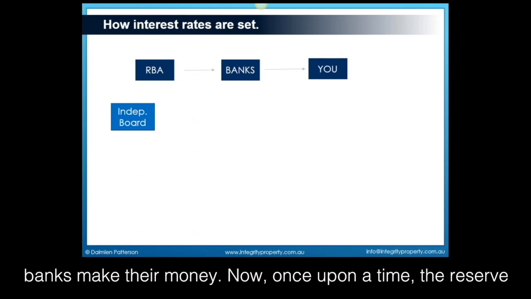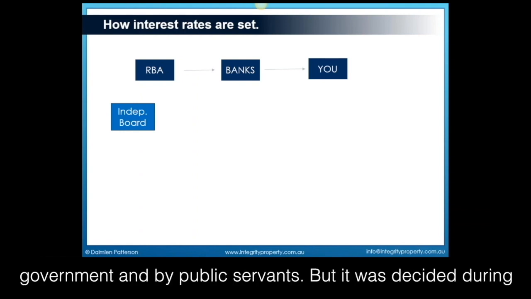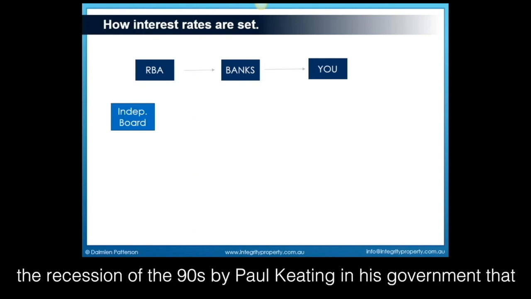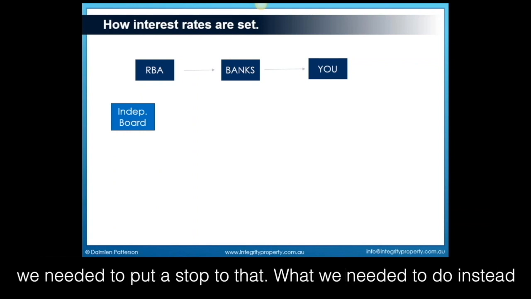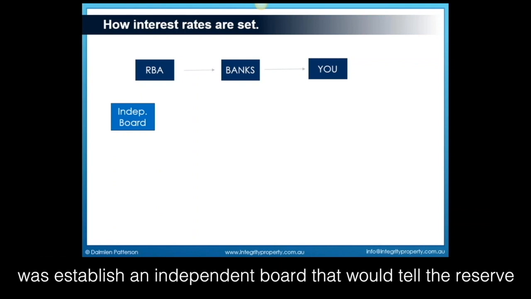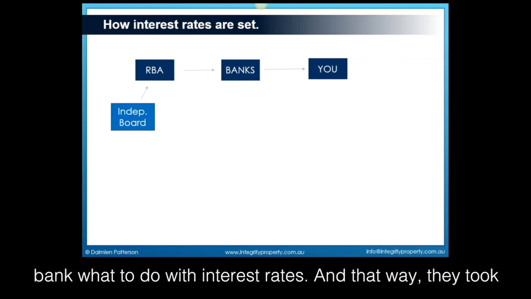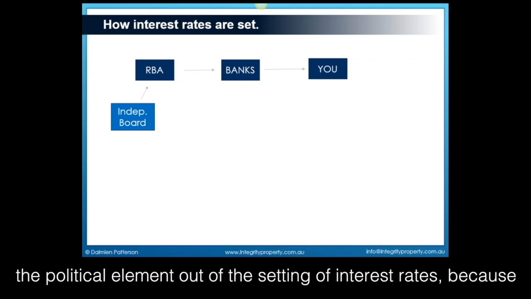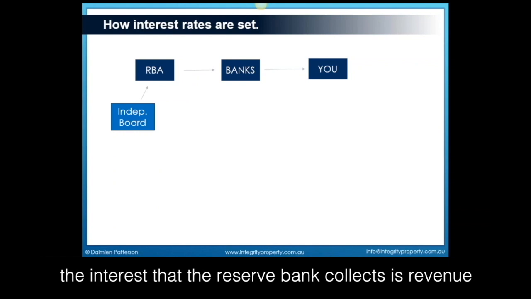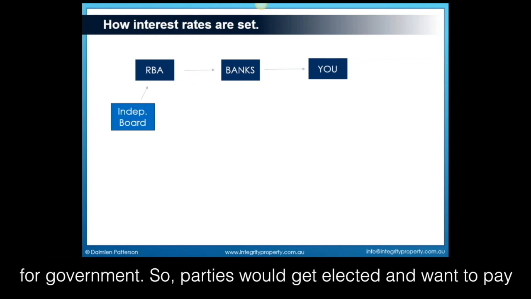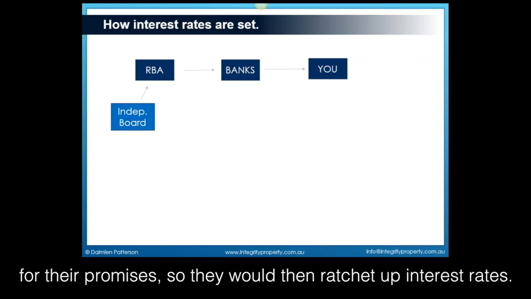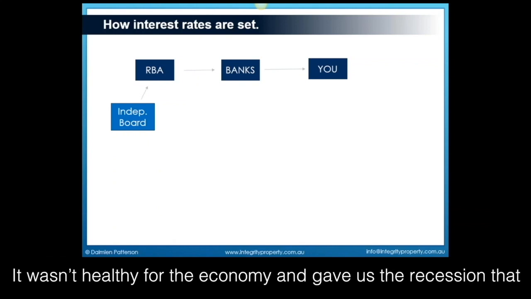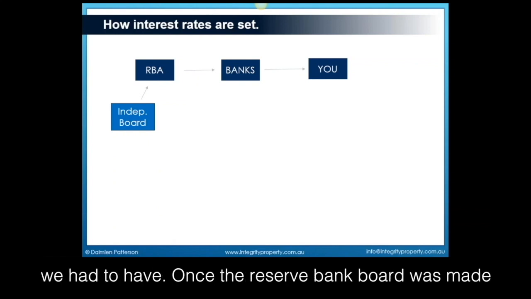Now once upon a time the Reserve Bank used to be told what to do with interest rates by the government and by public servants. But it was decided during the recession of the 90s by Paul Keating and his government that we needed to put a stop to that. What we needed to do instead was establish an independent board that would tell the Reserve Bank what to do with interest rates. And that way they took the political element out of the setting of interest rates, because the interest that the Reserve Bank collects is revenue for government. So parties would get elected and want to pay for their promises, so they would then ratchet up interest rates. It wasn't healthy for the economy and gave us the recession that we had to have.